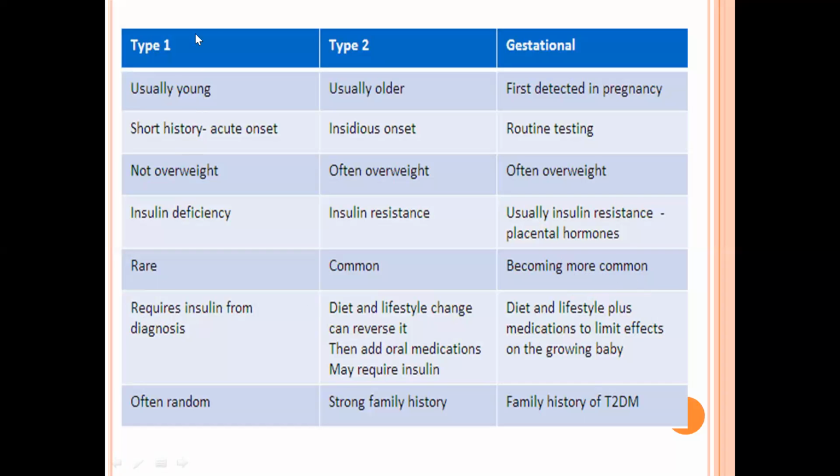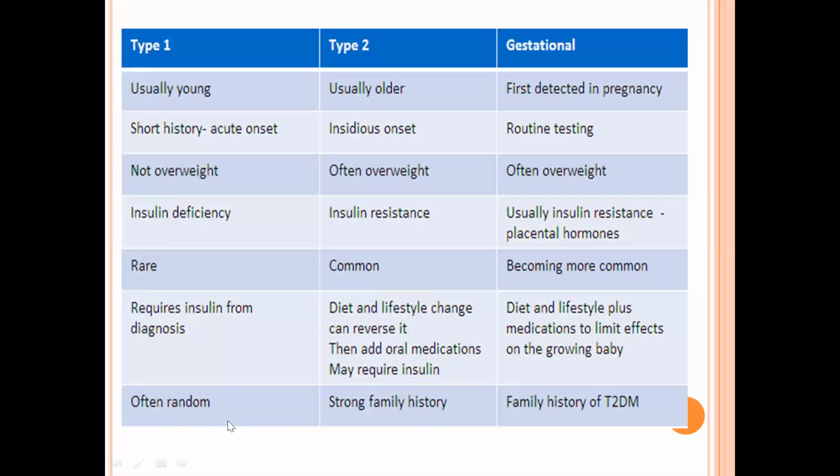Next, in type 1 they require insulin from diagnosis. From diagnosis we get to know that insulin must compulsorily be given to these people to survive. In type 2, diet and lifestyle change can reverse it. If you maintain a proper diet and lifestyle, then type 2 diabetes can be cured. Oral medication may be required, and sometimes insulin. Insulin can be taken in the form of oral medication, not through injections. But in type 1 it is compulsory through injections. In gestational diabetes also, diet and lifestyle plus medication are compulsory to limit effects on the growing baby.